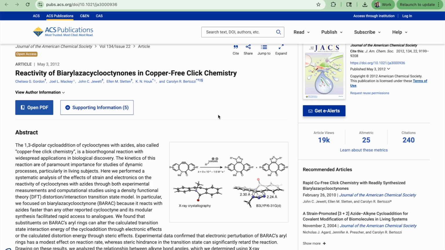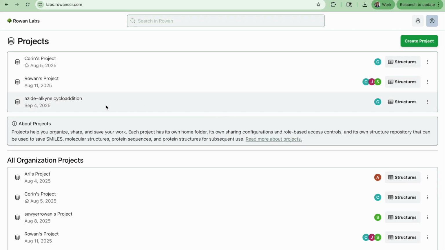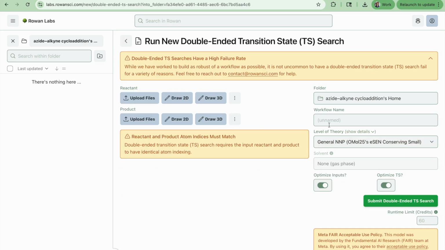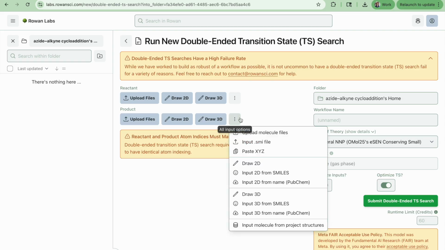So if we go to Rowan, we start out on our projects page, and I actually made a new project just for this, so we could share this separately with people or manage controls or organize our data more efficiently. And now we have this blank canvas. So what we're going to do here is go to the transition state search overview page. We're going to see that we have a blank space for both our reactant and our product files.